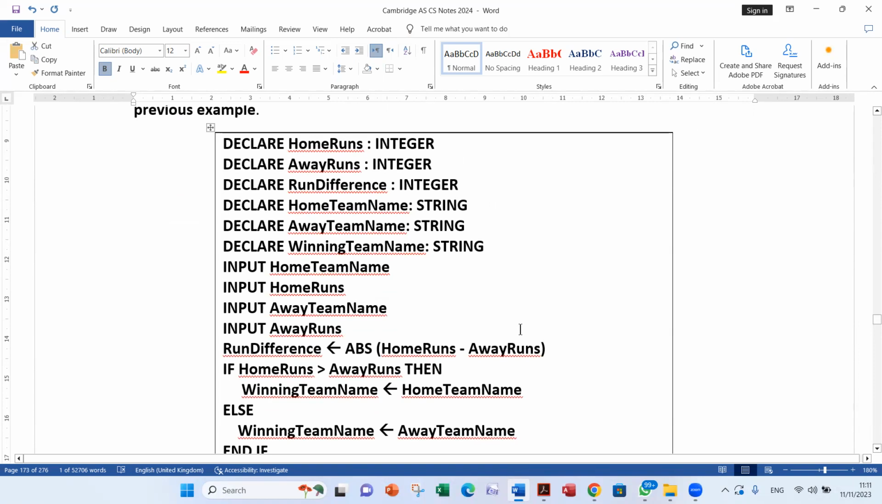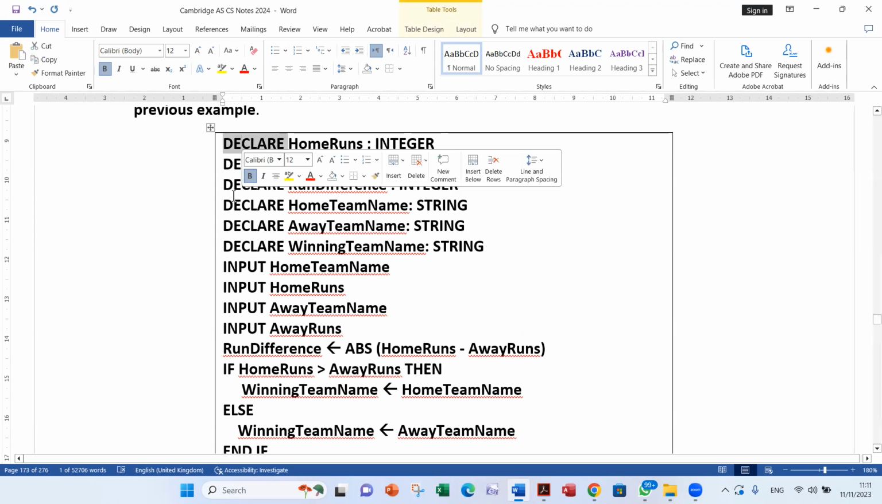Let us study this as a very good introduction to programming. Even if you haven't studied O-level computer science, you can follow me because I will go through it very slowly. Declare home runs as integer. See, this is written in pseudocode, and declare is something in pseudocode.